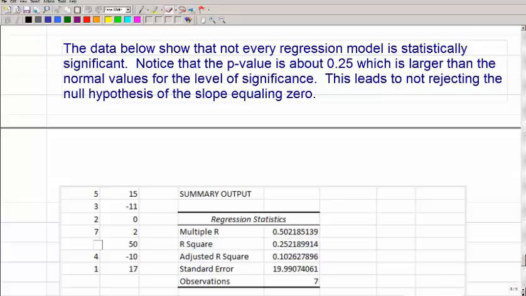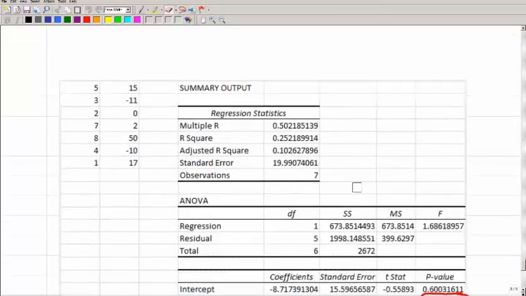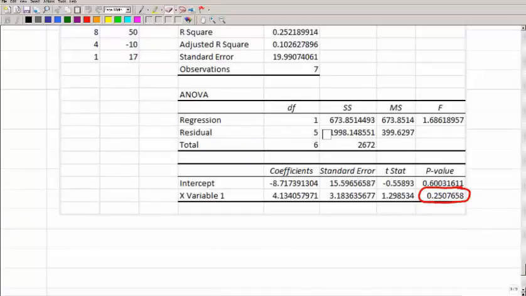5 goes with 15, 3 goes with negative 11. Look at some of these. 8 jumps to 50, 4 goes to negative 10. It's all over the place. So I put it in Excel and did the output just like you'll do on the assignment for Stat 3309. Okay, so the only thing I want to point out here is just whether we reject the model or not. I didn't ask a lot of questions on this.